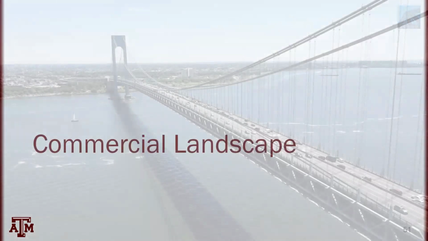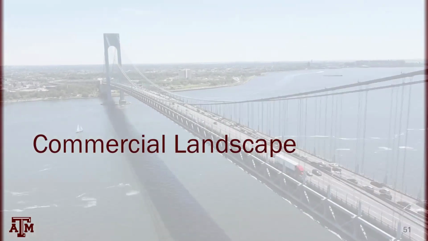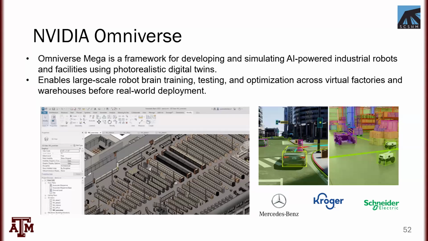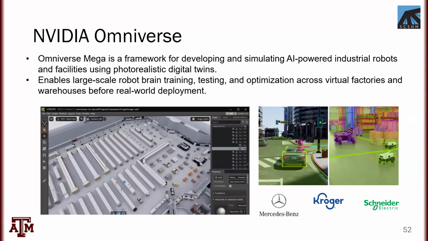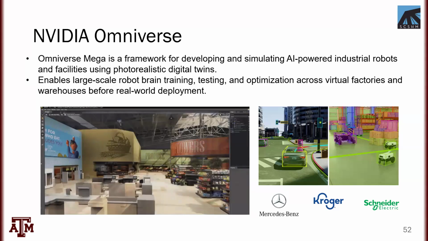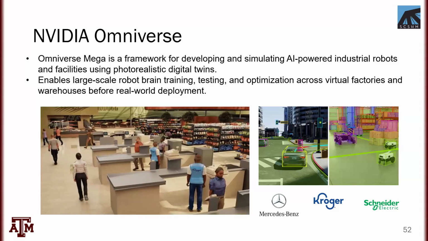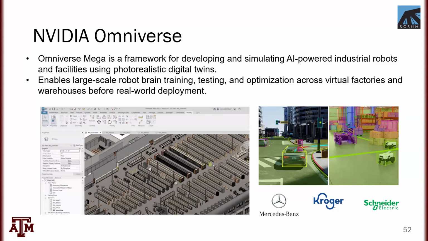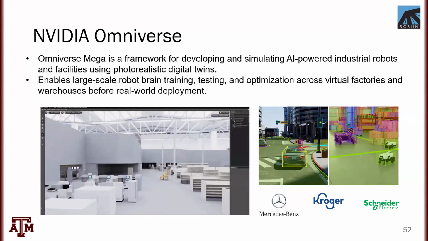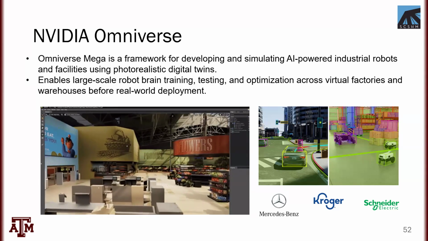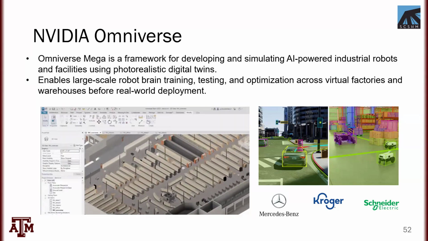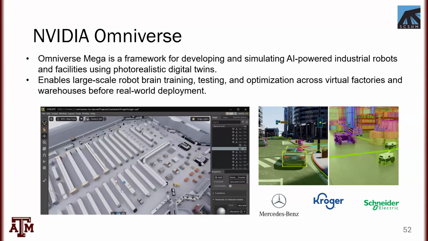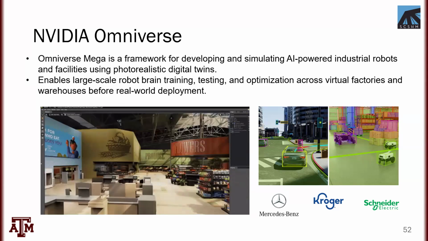The commercial landscape is fairly narrow when it comes to digital twins. NVIDIA has its Omniverse. They are mostly focused on manufacturing. They serve a whole bunch of companies: Mercedes, Kroger, Schneider Electric, but they have a really interesting array of products or consumers, users that they have posted on their website. I highly recommend those that are interested to check out NVIDIA's Omniverse.